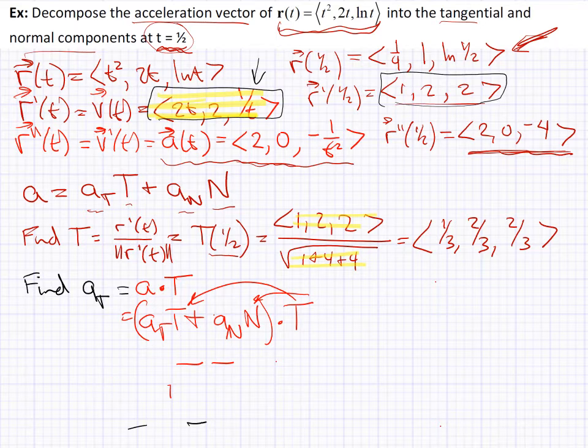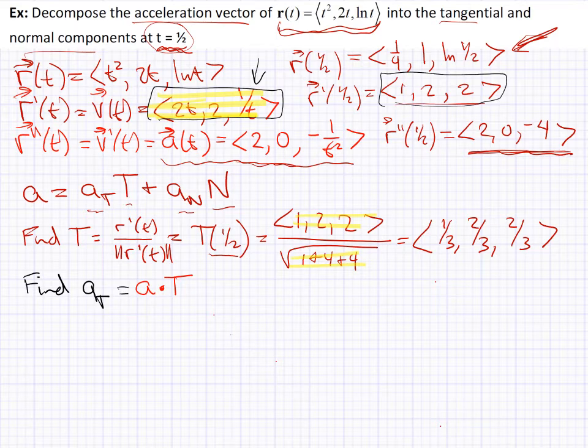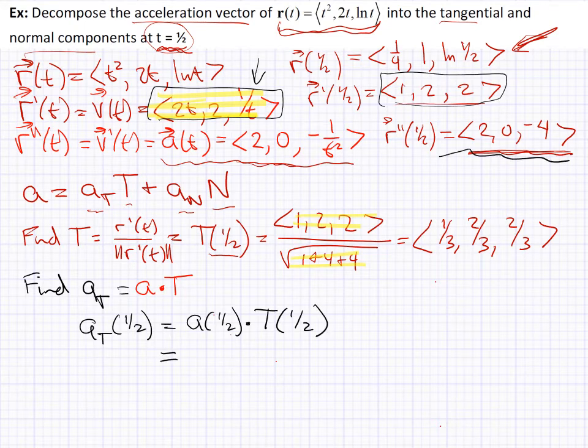Reason being is we know the acceleration and we just found the unit tangent vector, specifically at this location. So if I wanted to find a sub t at this specific spot at a half, I should do a at a half dot t at a half, which we have, because a at a half is here, 2, 0, -4, dot t at a half, which is 1/3, 2/3, 2/3.